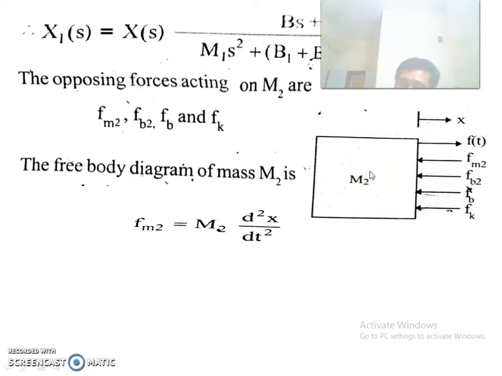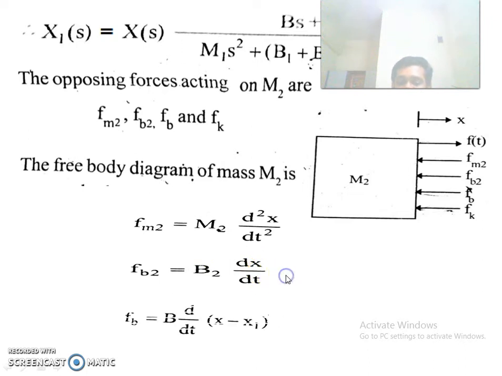It is nothing but M2 into d square x by dt square, where x is the displacement due to the applied force F of t. So Fm2 is M2 into d square x by dt square. Then Fb2 is b2 into dx by dt. Then the opposing force due to B, the dashpot connected between mass M1 and M2, is Fb equal to b into d by dt of x1 minus x2. While considering the mass M1 we wrote x1 minus x, but here we are considering M2, so we have to write it as x minus x1.